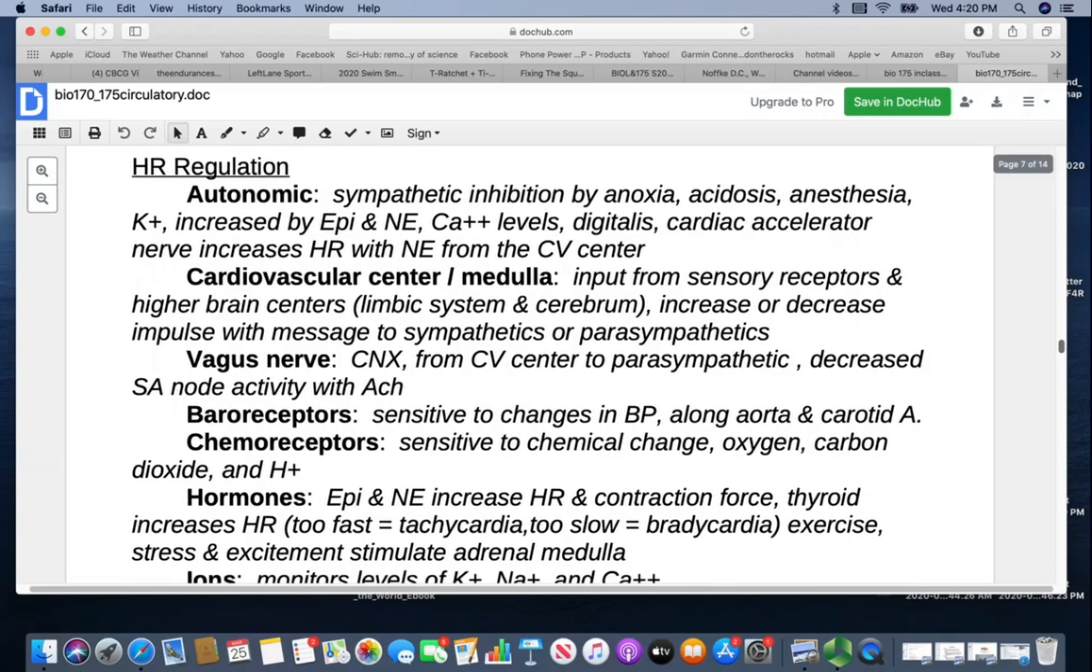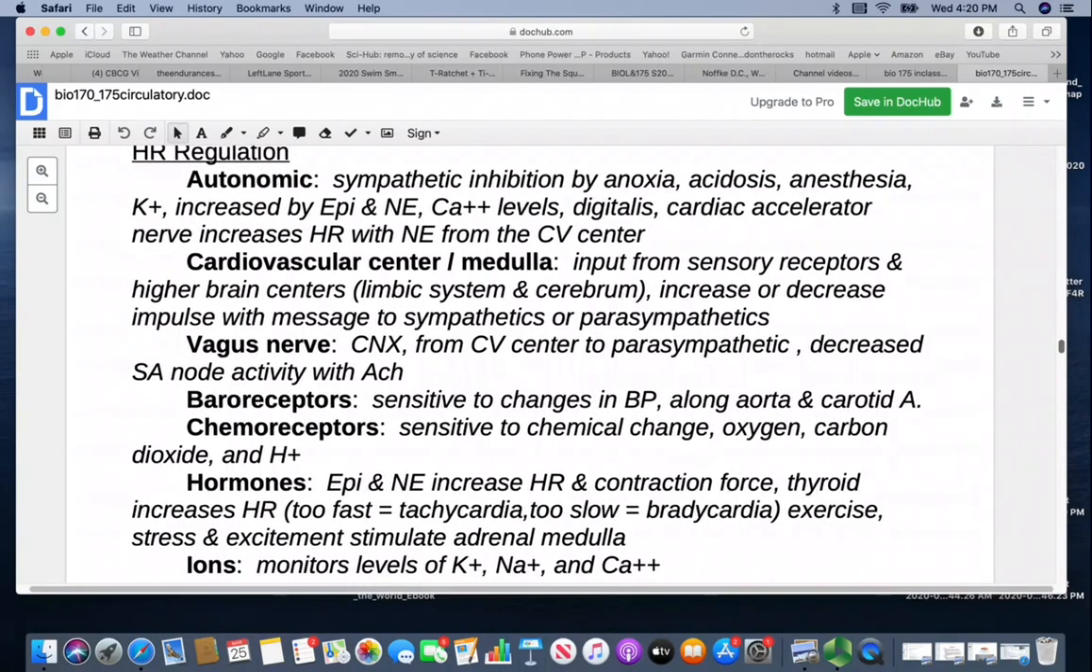It's going to take input from sensory receptors, higher brain centers like the limbic system and the cerebrum, and decide to either increase or decrease the impulse with a message through the sympathetics or parasympathetics. If it's going to send a parasympathetic message, it'll go through the vagus nerve or cranial nerve 10. It will take information from the cardiovascular center to deliver a parasympathetic message, and it will decrease SA node activity using acetylcholine.